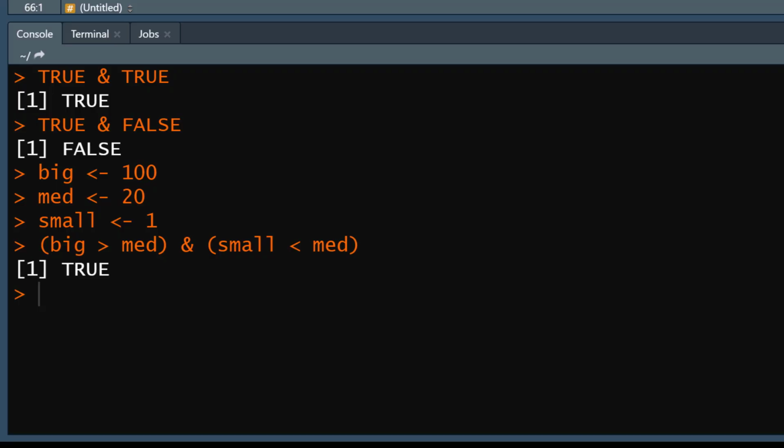I can think of a different case where I look at is big larger than medium and is small larger than medium as well. We know small is smaller than medium, so evaluating that, the left-hand side is true, the right-hand side is false. With that AND operator, we get a false.